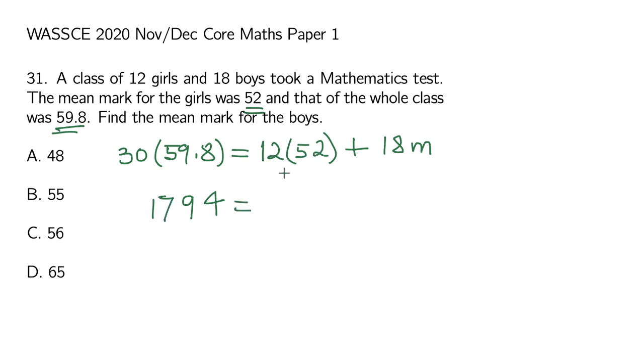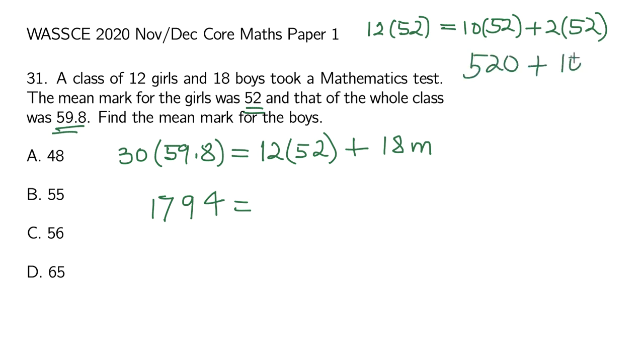And then 12 times 52. We can first do 10 times 52, and then we add 2 times 52. So here we're using this idea: 12 times 52 is the same as 10 times 52 plus 2 times 52. And 10 times 52 is 520, and 2 times 52 is 104. So adding those, we get 624 plus 18m.